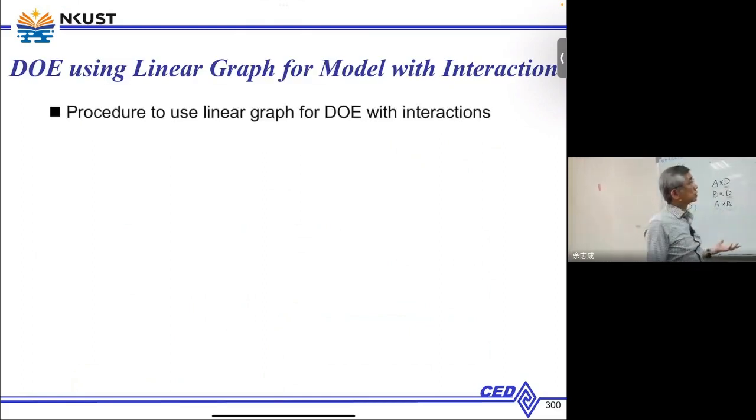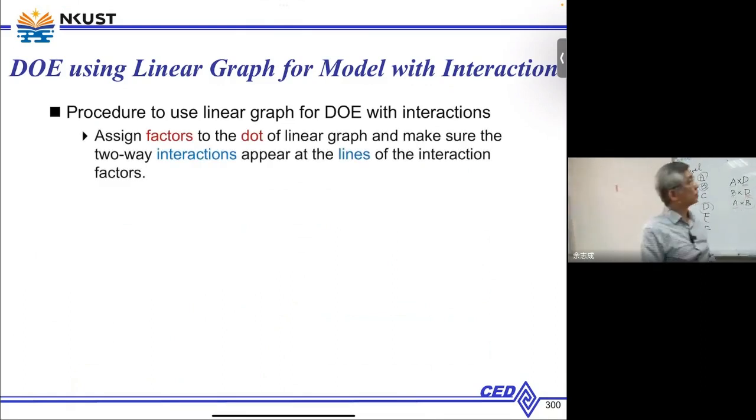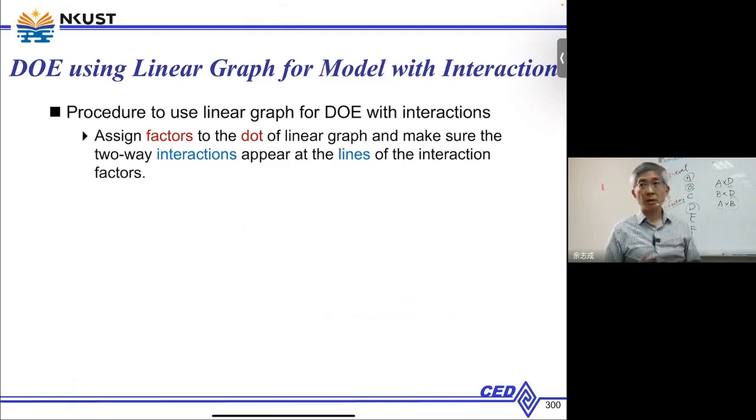If you want to use the linear graph for some design with interactions, let's give a brief overview. We first need to select an appropriate linear graph for our experiments, and we assign the factors to the dots and assign the lines to the interactions. But we need to select carefully, to make sure that the lines will be reserved for those important interactions.